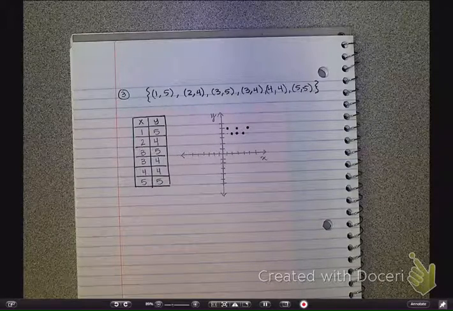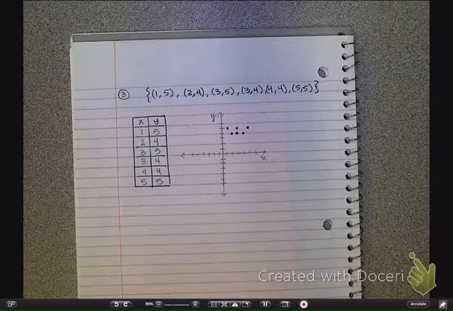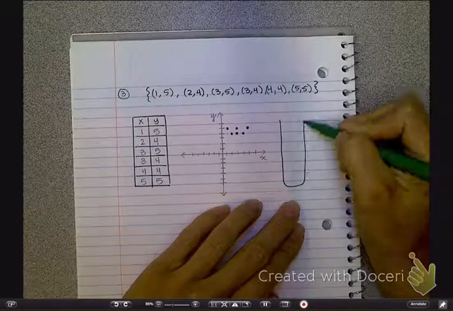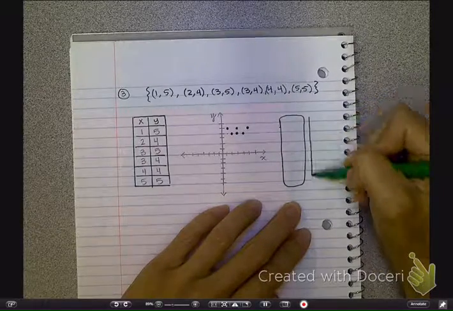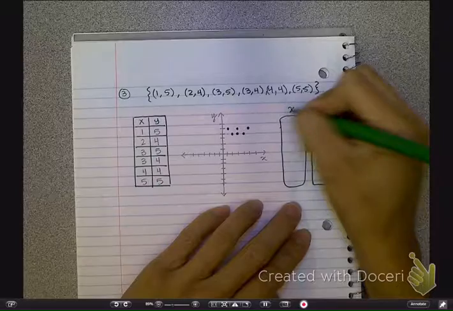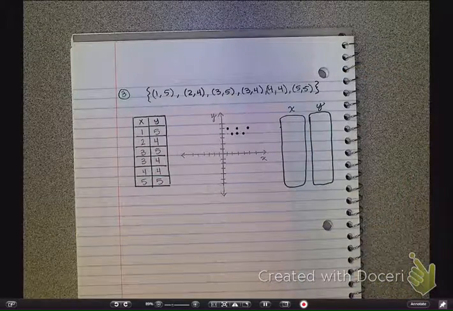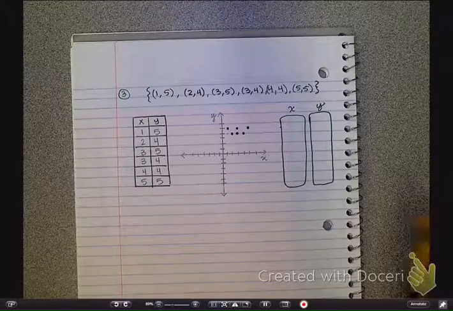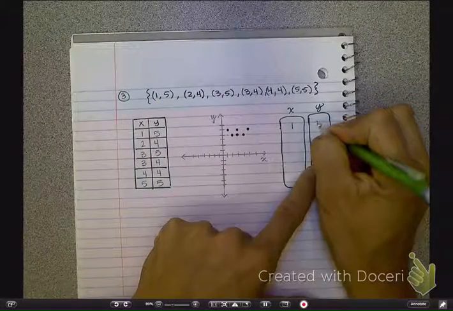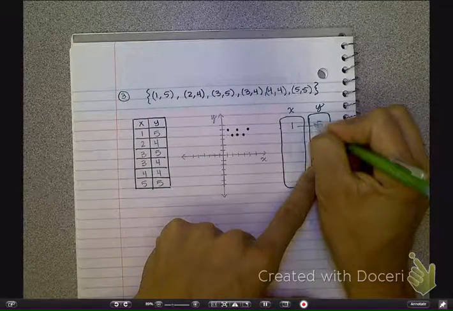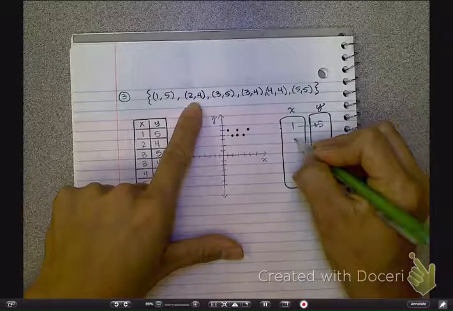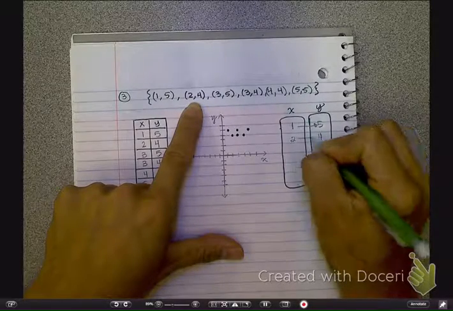Okay. Last, we're going to go ahead and do a mapping. See if I can squeeze it in over here. So I'm going to draw two kind of like rectangles. They're kind of sloppy looking, but they will do. Okay, so there's X and there's Y. So let's go ahead and fill in my first ordered pair, 1 and 5. So 1 is going to correspond with 5, so I'm going to draw an arrow connecting those two. Okay, next 2 is going to correspond with 4, so I'm going to draw an arrow connecting those two.